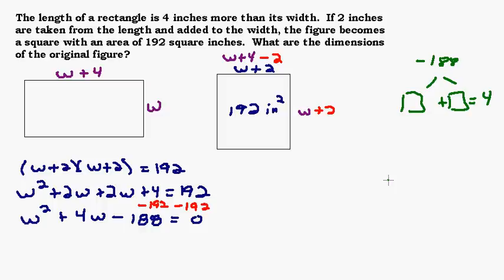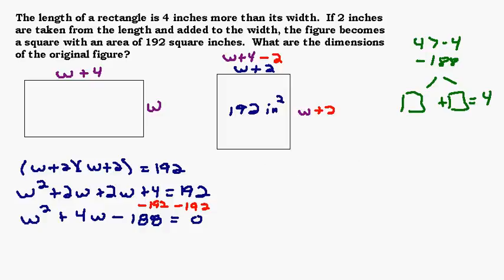188 divided by 12. Nope, that's not nice. 188 divided by 14. Nope, that's not nice. Let's see. 188 divided by 4 gives me 47. Ooh, 47 is a prime number. 188 is 47 times 4. 47 is prime, you can't break that down. I think we're in trouble here. Well, we're not in trouble, but it's not going to be easy. I think we're going to have to use the quadratic formula to solve this.